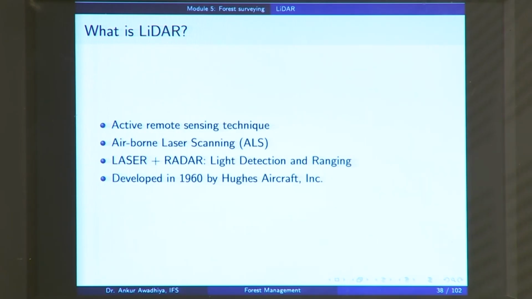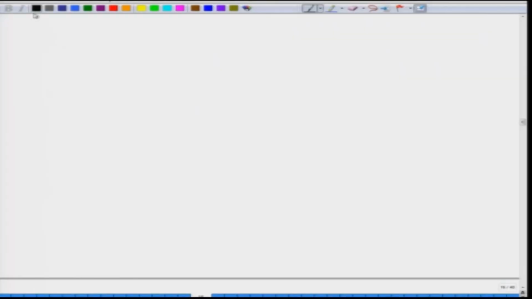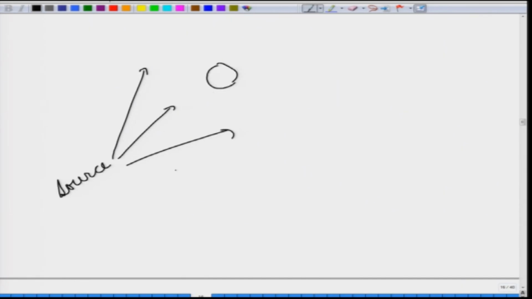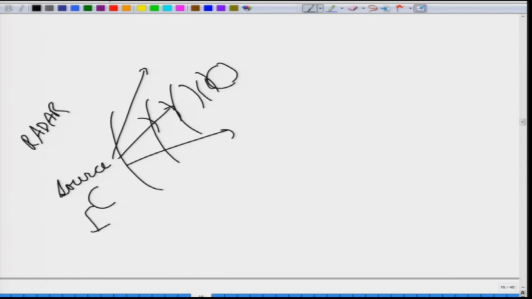Now, why does it use laser? Or first of all, what actually is LiDAR? How does it work? Most of you would know how a radar works. In the case of a radar, you have a source, and the source is giving out radio waves, and if there is an object that comes here, these radio waves go to the object, interact with the object and then get reflected, and this reflection is then sensed using an antenna. So, this is a radar, which is radio detection and ranging.